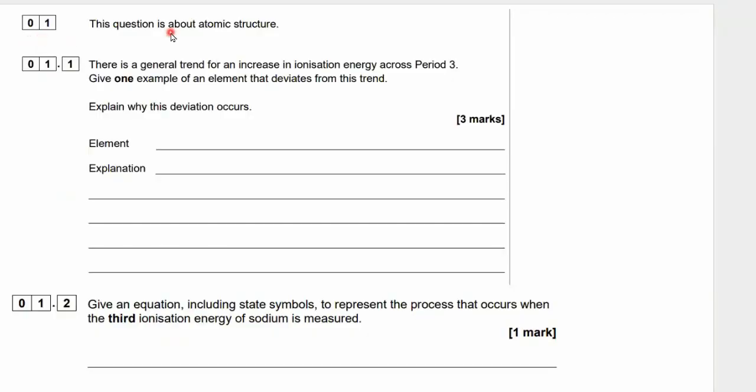Okay, question 1. This question is about atomic structure. 1.1, there is a general trend for an increase in ionization energy across period 3. Give one example of an element that deviates from this trend. Explain why this deviation occurs. 3 marks. You get 1 for naming the element and 2 for the explanation. Okay, there's 2 possible answers here with 2 possible different explanations. So let's go through them.